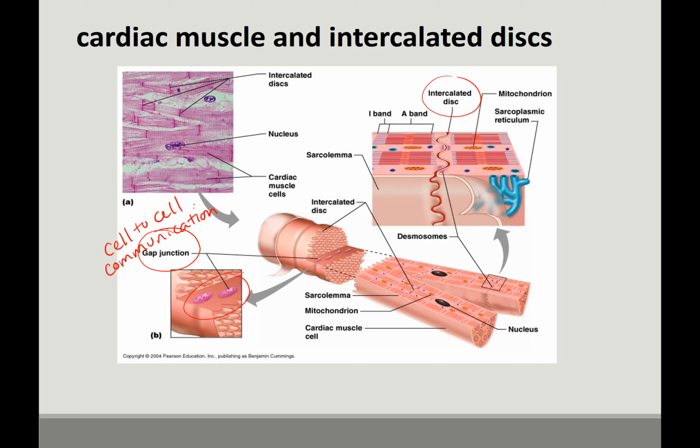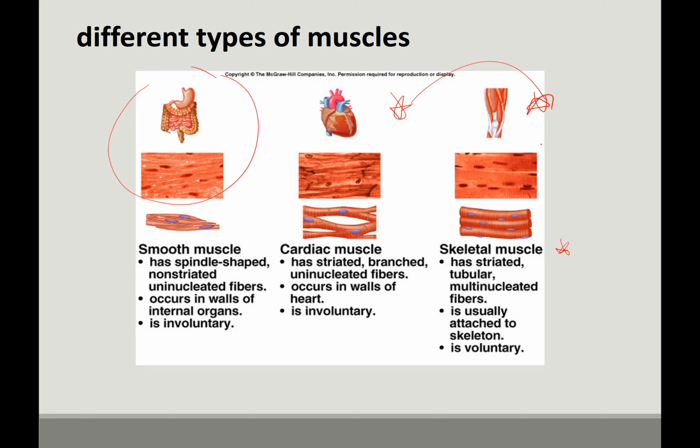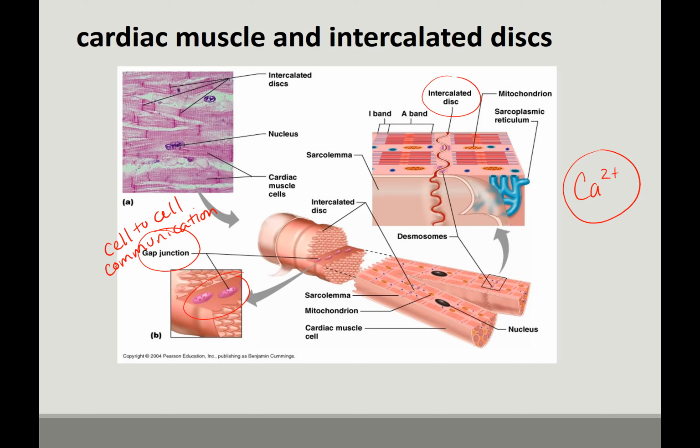As you're learning about muscles and muscle contraction and the regulation of it, you're going to see that calcium is a key player. So in skeletal muscle contraction, each of these cells are getting information to contract. In cardiac muscle, the way it works is the calcium goes from muscle cell to muscle cell and gives you kind of this wave of muscle contraction.